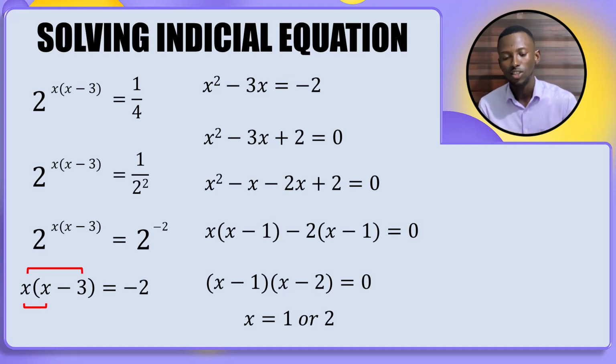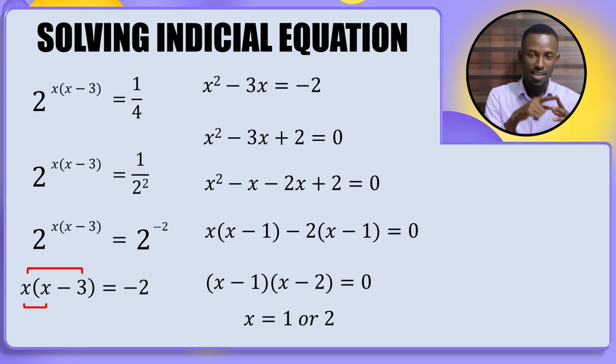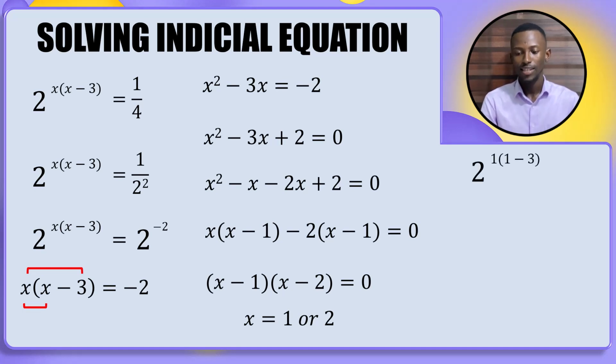When you are done, you now pick x minus 2 equals 0. So if x minus 2 equals 0, that means x is 2, by moving the 2 to the other side of the equal to sign. So for this particular indicial equation, we are done. You can end it here, but maybe you would like to check if our answer is correct or not.